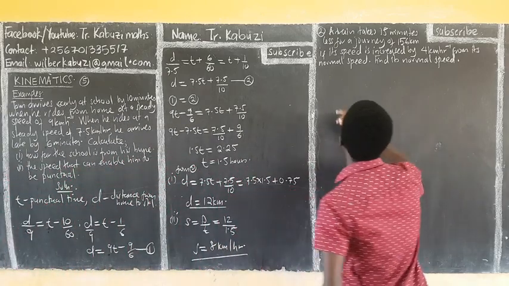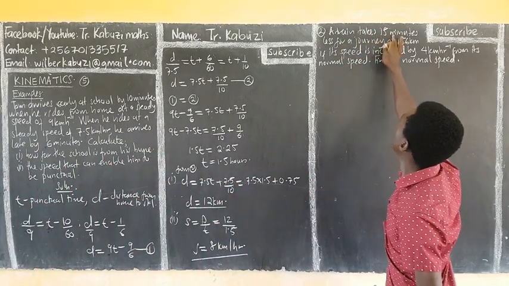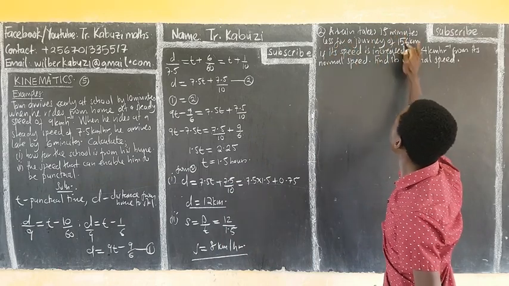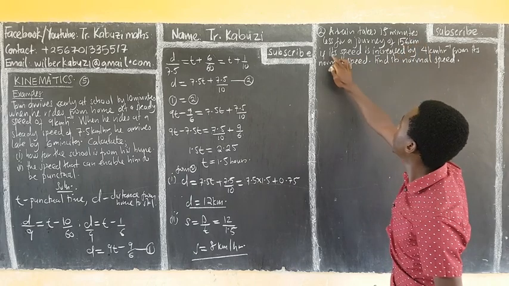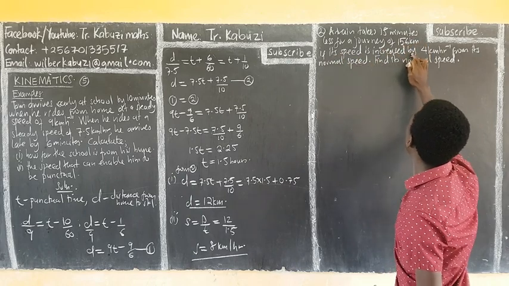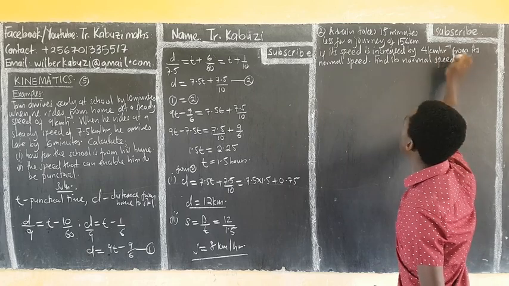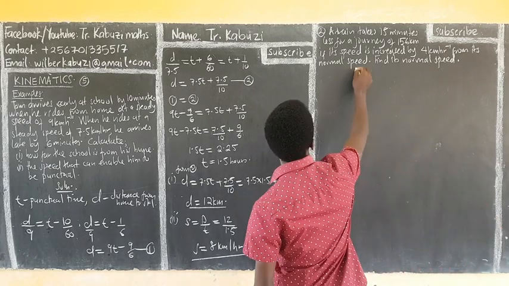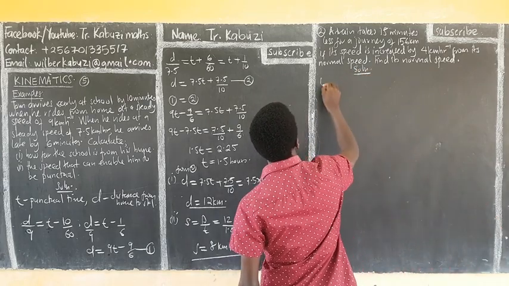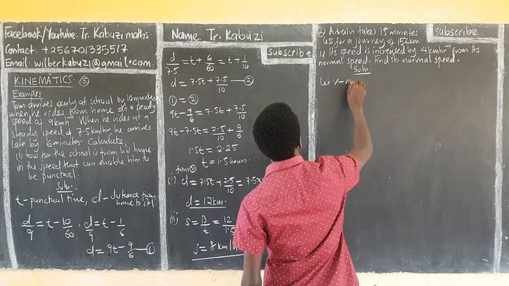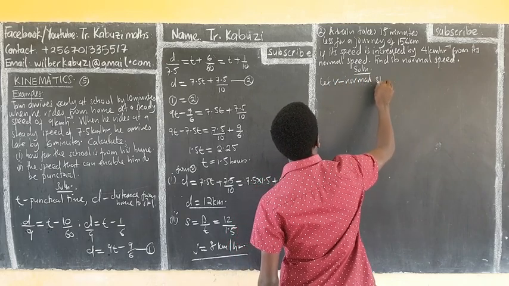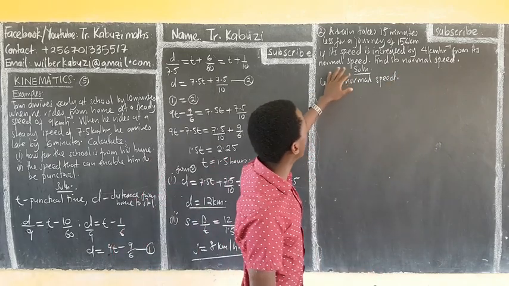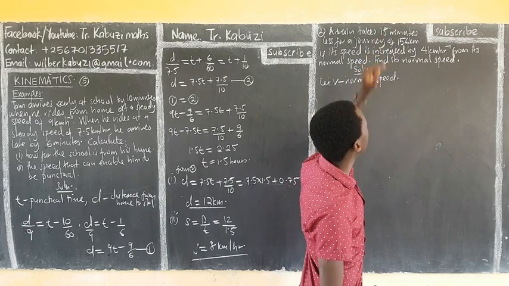Now we come to number 2 here. A train takes 15 minutes less for a journey of 156 kilometers if its speed is increased by 4 kilometers per hour from its normal speed. Find its normal speed. So we say, the solution here, let V be the normal speed. Now, we have two things, the time. The difference between the two times is going to be 15 minutes.